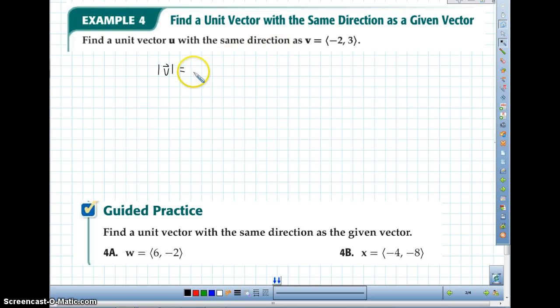If you remember our magnitude formula from yesterday, that was the square root of each of the components squared. It's basically our distance formula, but because this vector is in component form, its initial point is at the origin and its terminal point is at -2, 3, and so we can just use the actual terminal point. So -2 squared is 4, and 3 squared is 9. So we find that the magnitude of this vector is the square root of 13.